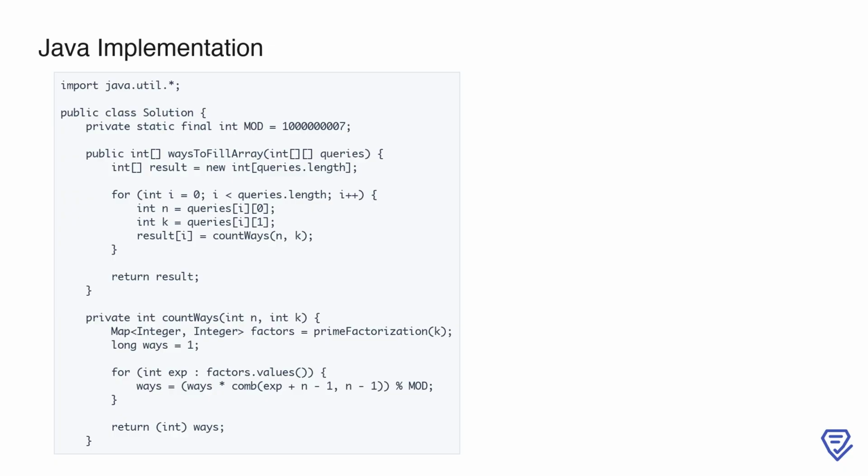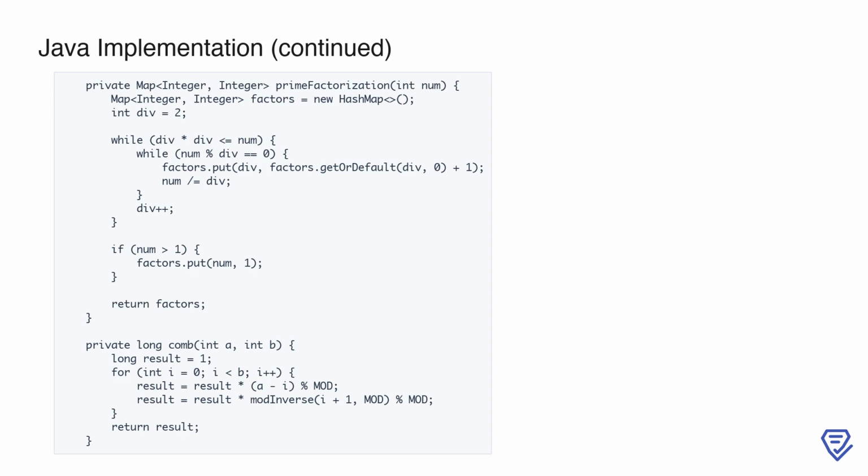Then, it iterates through the exponents of the prime factors. For each exponent, we calculate the number of ways to distribute the factors across the n elements using the combination formula. This value is multiplied into a running product, ensuring that the result remains within the modulo constraints.